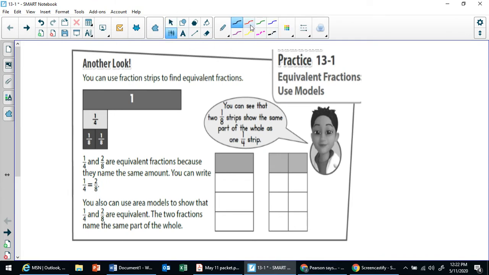So I'm going to bring my markers out here to show you this. So if this is showing 1/4, I'm going to shade it in. And it obviously is showing 1/4 because you have one shaded out of the four parts. And this is showing 2/8. Look how they are exactly the same. They are equivalent fractions. So let's continue.